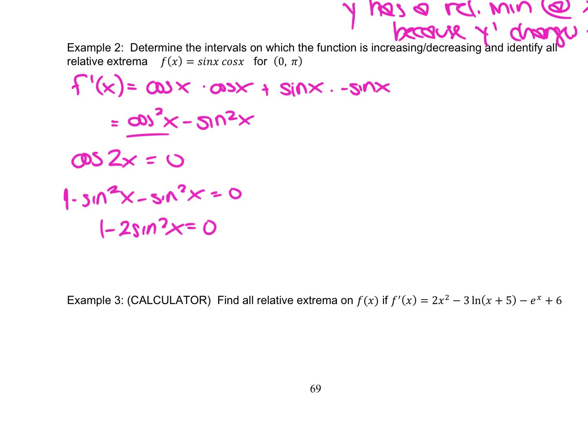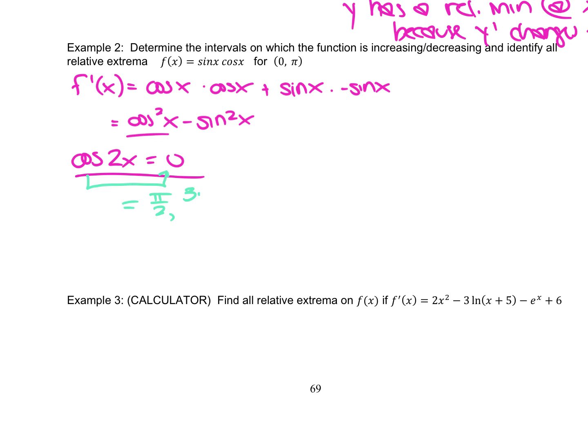Any preference to which way we go? Let's try cosine. I think this is the fastest way, 100%. So this one is the one where we say to ourselves, where is cosine equal to 0? Pi over 2 and 3 pi over 2, right?